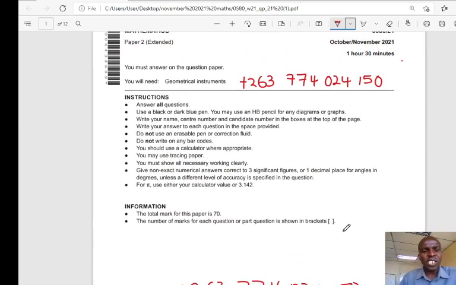Instructions. If the degree of accuracy is not specified, then leave your answer to 3 significant figures. Always 3 significant figures. Or if it's an angle, it's 1 decimal place. Take note of those instructions.